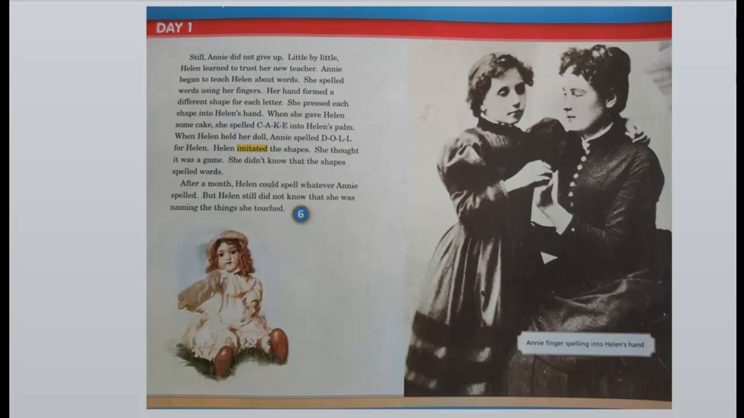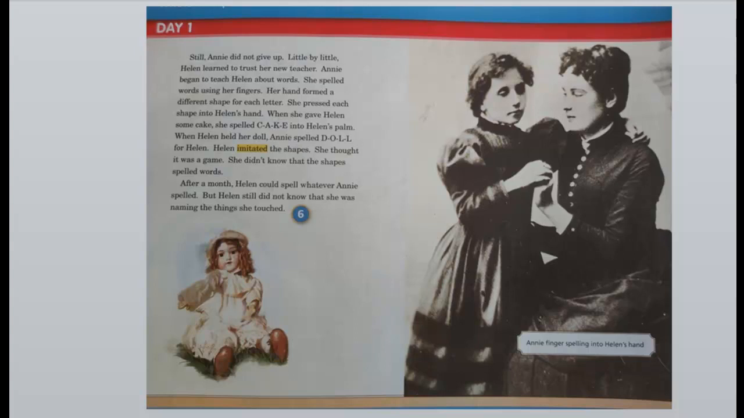When she gave Helen some cake, she spelled C-A-K-E into Helen's palm. Like when you write on the air on your palm, but you're writing on the palm instead of a paper. So that's what the teacher did on Helen's palm. She used to write things and letters on Helen's palm.